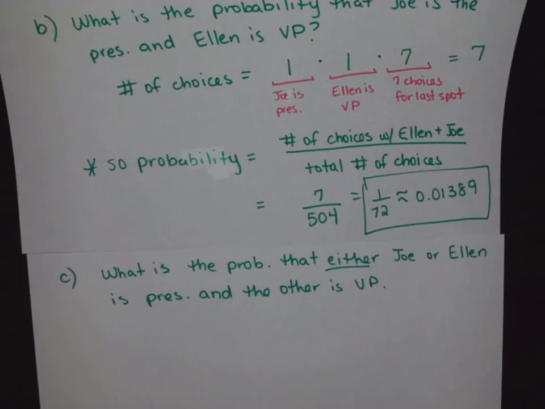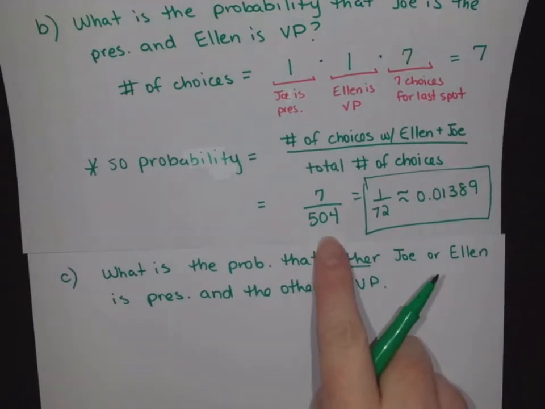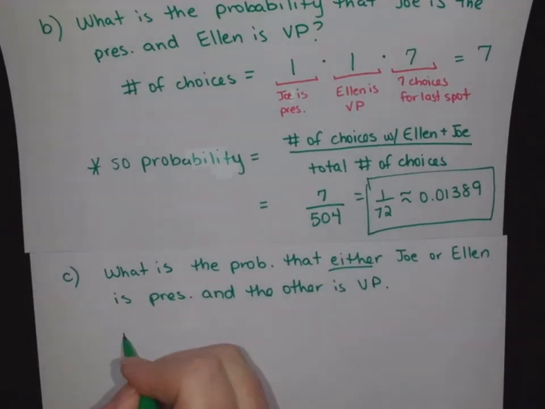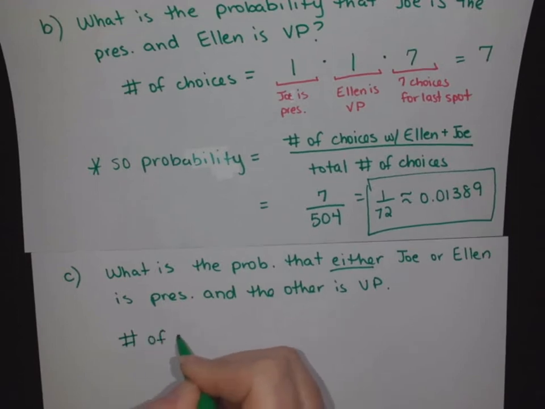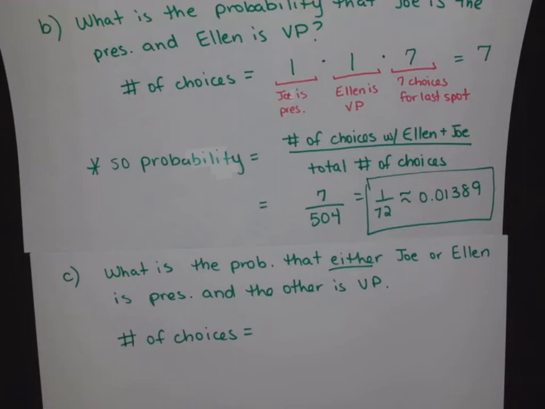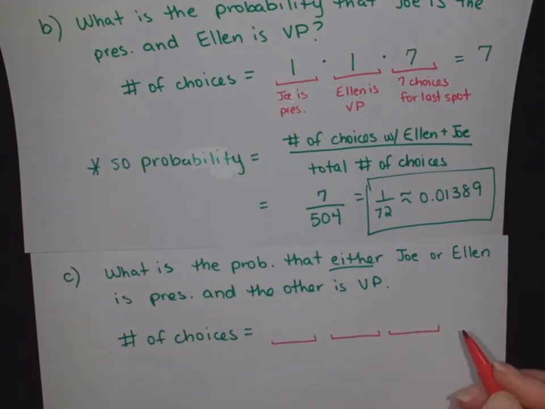So notice we actually already know the total number of choices. It's still going to be 504, okay? But we need to know the number of choices where this occurs, right? So we want the number of choices where Joe and Ellen are either the president or the vice president. Okay, so kind of like we did on Part B, we still have 3 positions to fill.